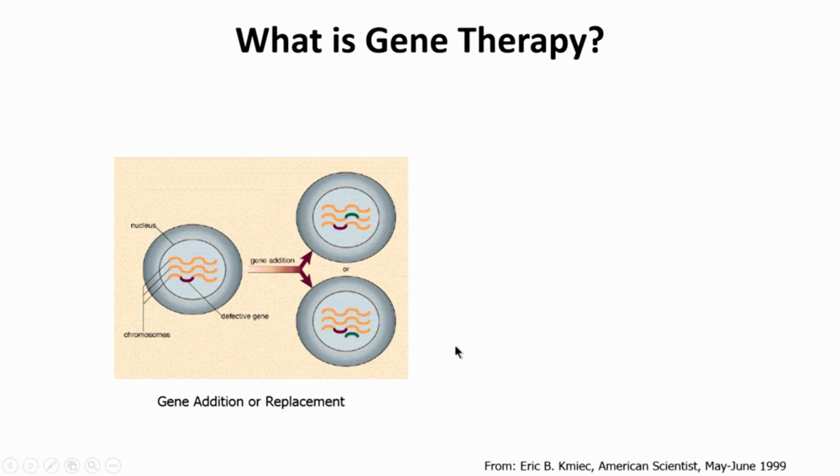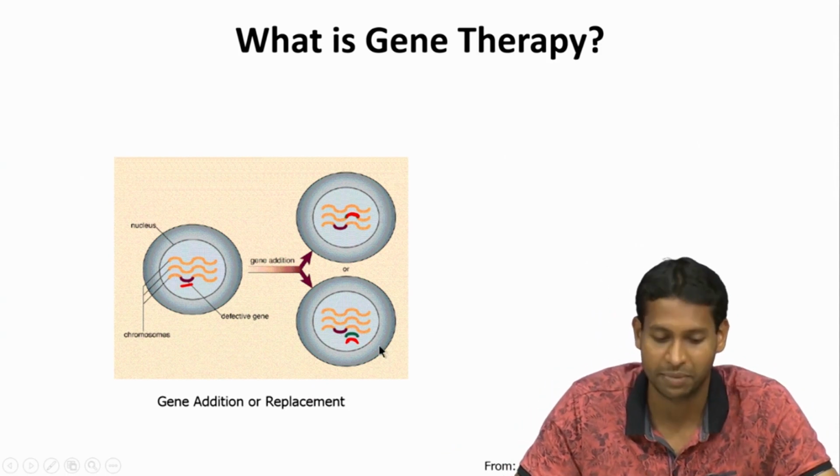Okay. So here is what we are talking about. Let us say here is your cell, you have your genome, so there are several chromosomes. In one of the chromosomes you have a defective gene here. So one thing you can do is you can add a gene, so this gene can integrate into the genome at some other site as it is shown here, or can just lie outside the genome but in the nucleus separately. So those are two options in gene addition or replacement.